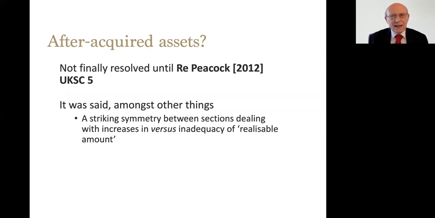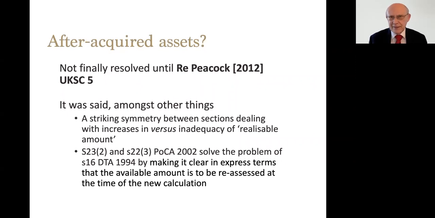But in PoCA, although it was a case under the Drug Trafficking Act, there was mention of section 22 and section 23 of PoCA. It was said, section 23 and section 22 of PoCA solve the problem of section 16 of the Drug Trafficking Act 1994 by making it clear in express terms that the available amount is to be reassessed at the time of the new calculation. So what I'm saying here is that the Supreme Court is saying, actually under PoCA, the test is slightly different. Not only is the procedure different in that we don't go to the High Court and the Crown Court, but the test is different as well.